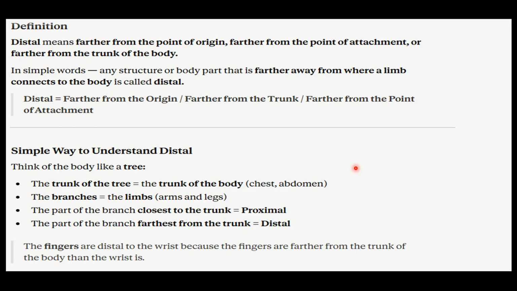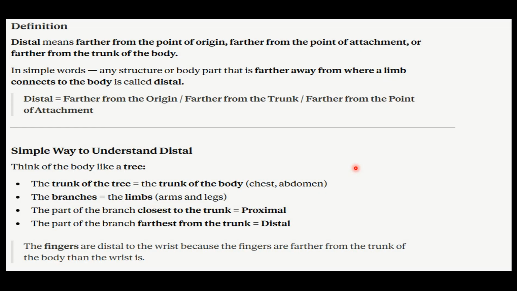Now to relate it properly, we will compare it with a tree, because in proximal we also discussed this. It will give you the idea. Imagine the trunk of the tree is equal to the trunk of the human body, that is the chest or abdomen. In this case, branches can be considered as limbs, that includes arms and legs. The part of the branch closest to the trunk is called proximal, and the part of the branch farther from the trunk is distal. Clear? These two terms are opposite of each other. Proximal means closest and distal means farther.